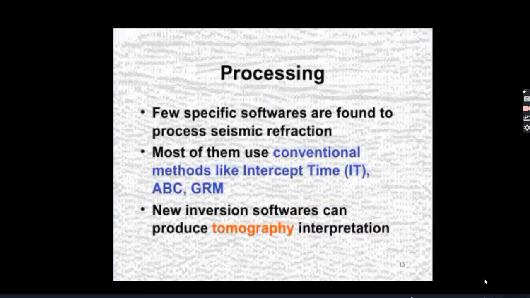Processing: a few specific software packages are found to process seismic refraction. Most of them use conventional methods like intercept time or IT, ABC, or GRM. New inversion software can be produced. Tomography interpretation.